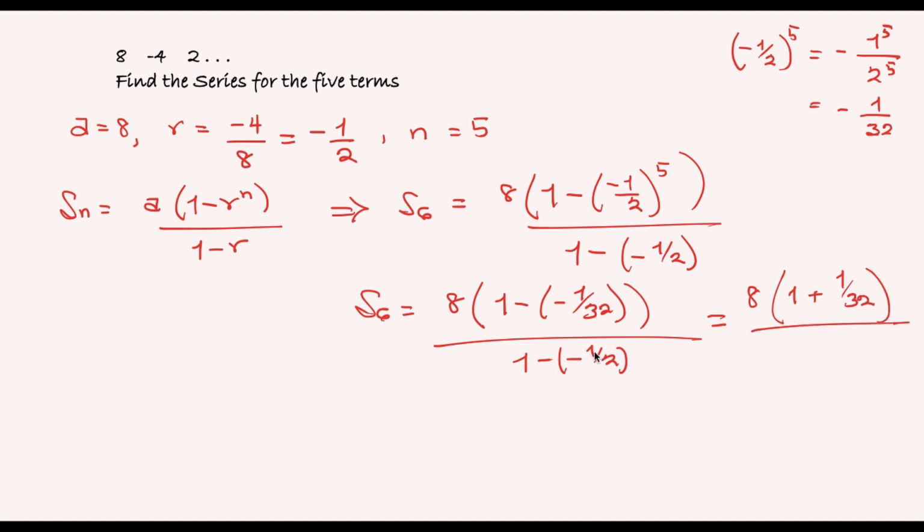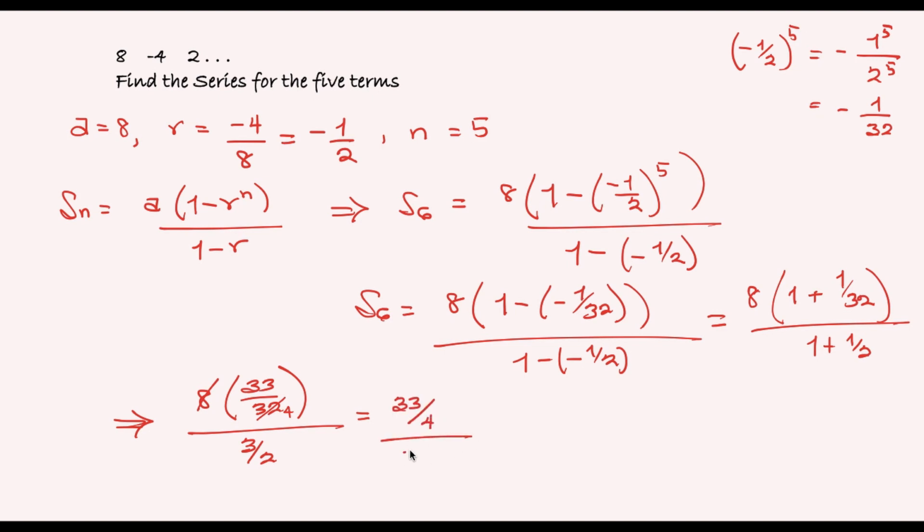And the denominator becomes 1 plus half. So if we evaluate this, I'm sure you know how to evaluate fractions. You have 33 divided by 32 for the numerator, and for the denominator you have 3 over 2. So 8 cancels out 32 here to give us 4. So we're left with 33 divided by 4, all divided by 3 over 2. And this is the same as saying 33 over 4 multiplied by 2 over 3. So 3 cancels out 33 here to give us 11, and 2 cancels out 4 here to give us 2. So we're left with 11 over 2, which is the same as 5 and half. So our answer for the series of the first 5 terms of this sequence is 5 and half.